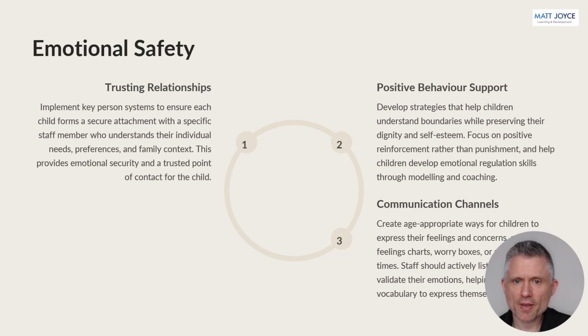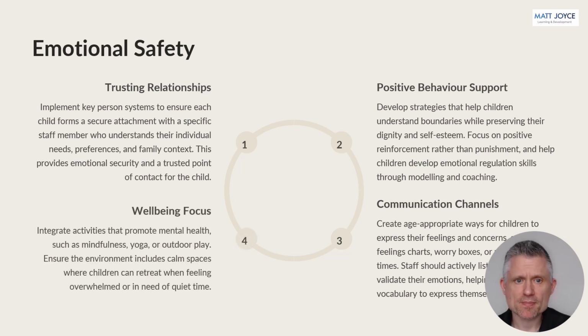Communication channels. Create age-appropriate ways for children to express their feelings and concerns using feeling charts, worry boxes, or other diagrams or charts that can be used. Staff should actively listen, validate the child's emotions, and help them to develop the vocabulary to express themselves thoroughly.